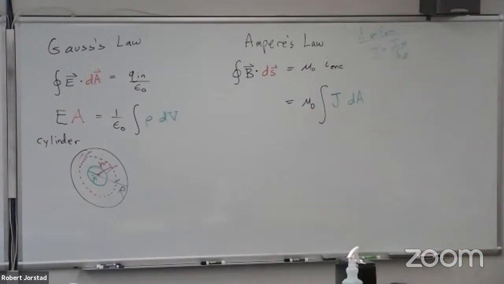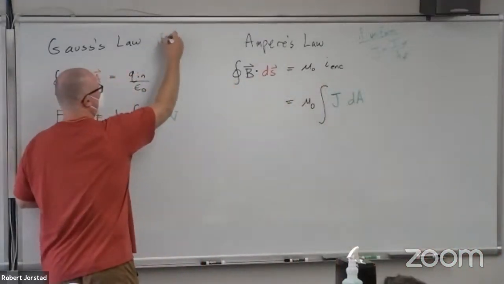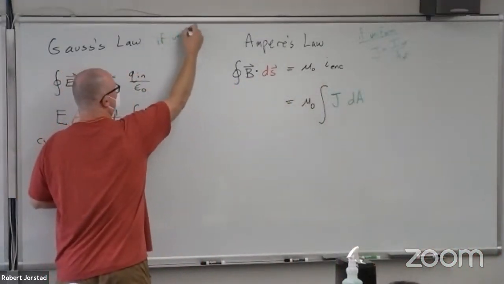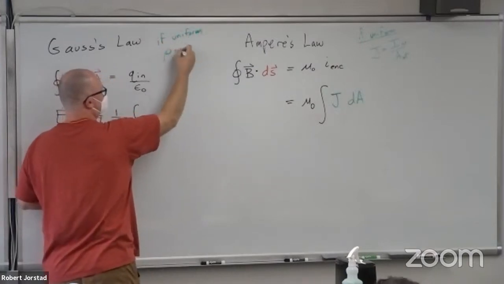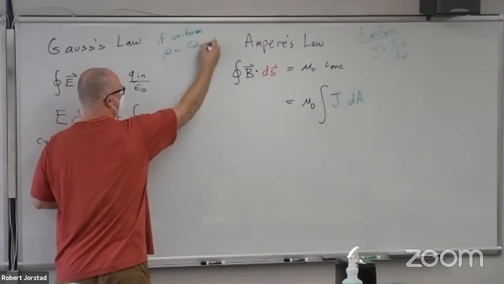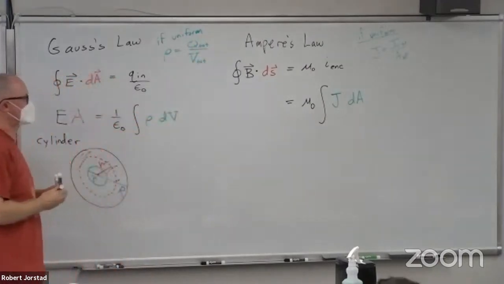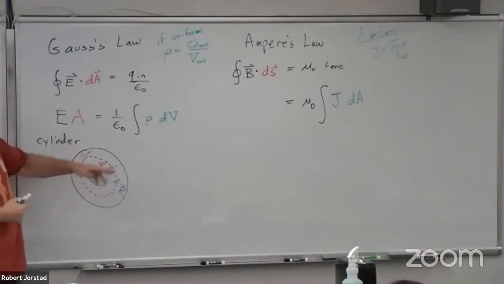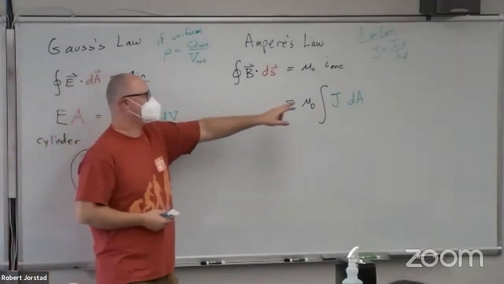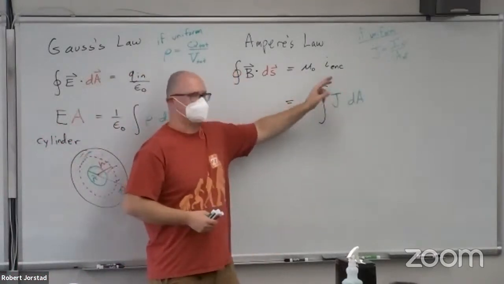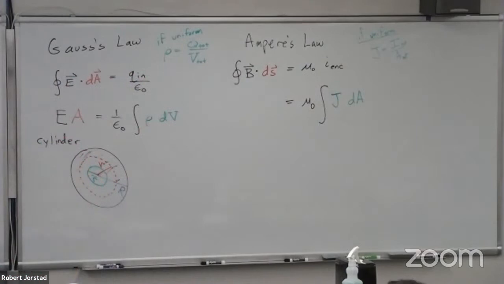Sort of like over here. Remember, if this was uniform, rho was something like Q total over volume total. Does that sound more familiar? The idea was, if you have a uniform density, you could plug that in there. If you have a uniform current density, we could plug this in here. Same kind of thing.